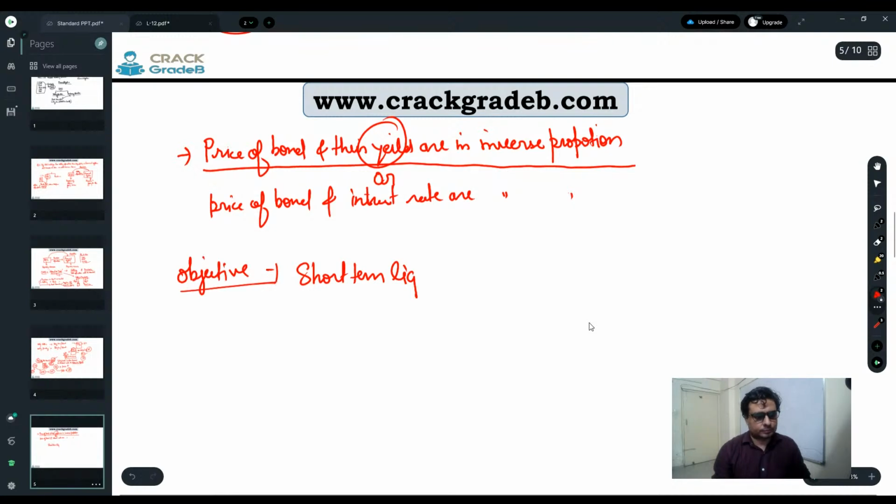Objective is to increase short term liquidity. Right. Short term here is important.